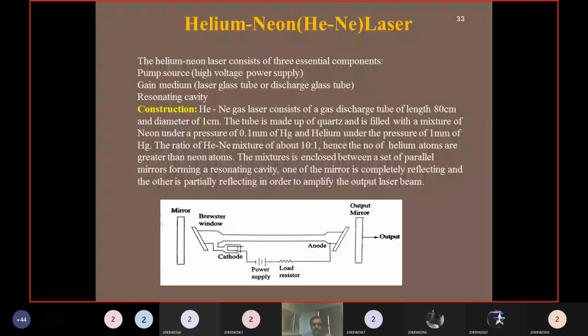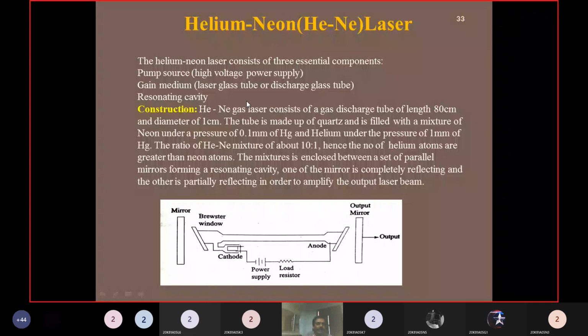First of all, the helium-neon laser consists of three essential components. Every laser consists of these essential components. The first one is the pumping source. What pumping source are we using here? A high voltage power supply. And then the gain medium. A laser glass tube, or discharge glass tube, we will use as the gain medium.